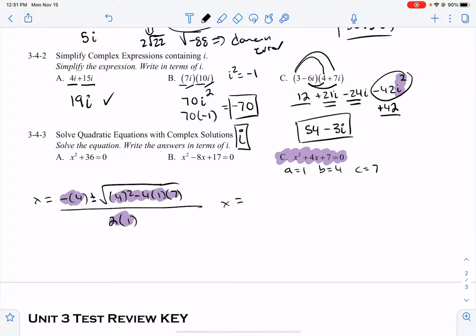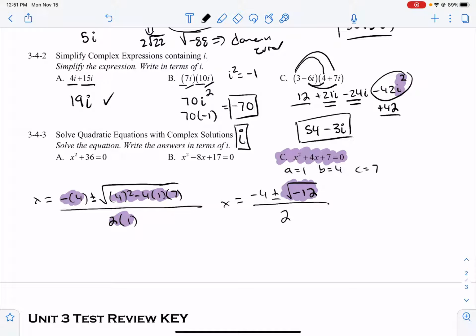So x equals negative 4 plus or minus. I know the bottom's going to be a 2, and I'm going to have a square root of something. So 4 squared, that's 16, minus 4 times 7, that's 28. So that's going to be negative 12. So I'm going to plug this in my calculator without the negative. I'm going to plug a positive square root 12.